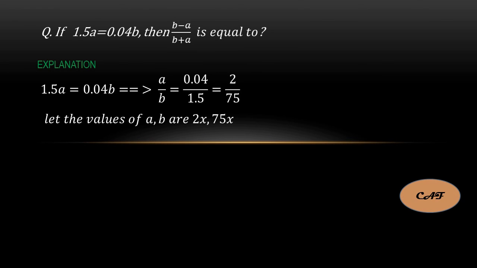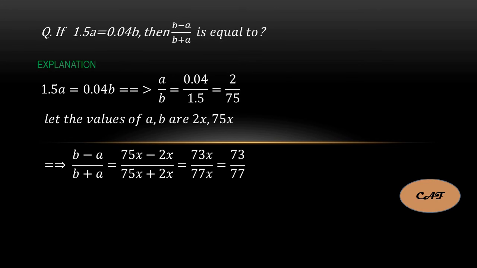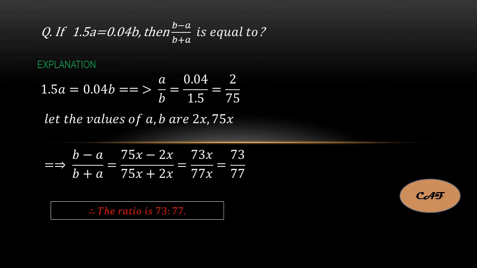So finally you will get 2 by 75. So I am assuming values of a and b are 2x and 75x. And I am substituting these values in what they are asking, b minus a by b plus a. So b minus a means 75x minus 2x by b plus a, 75x plus 2x. You will get 73x divided by 77x. So finally x and x will cancel. You will get 73 by 77. So the ratio whatever they are asking, b minus a by b plus a, is 73 is to 77.